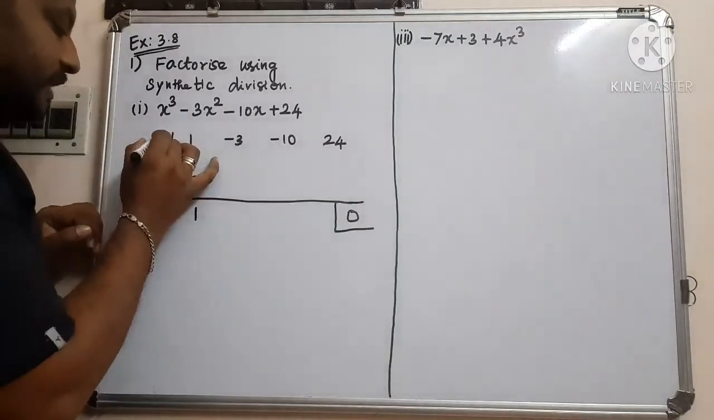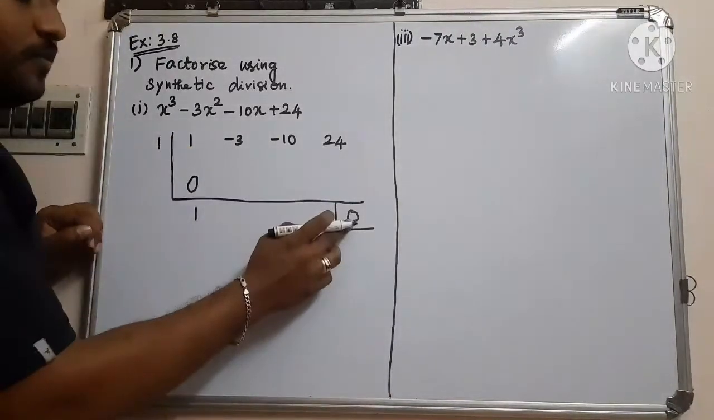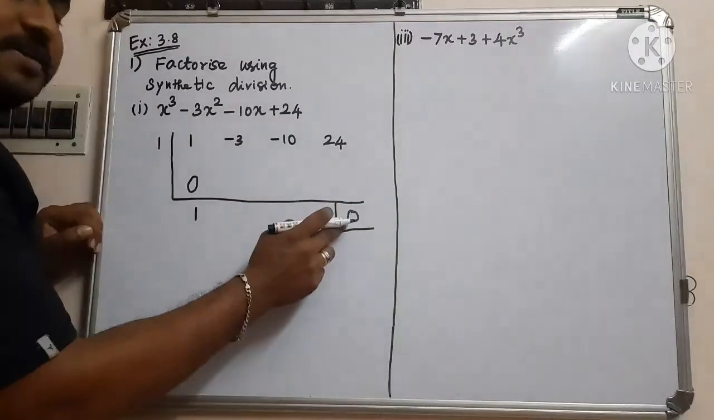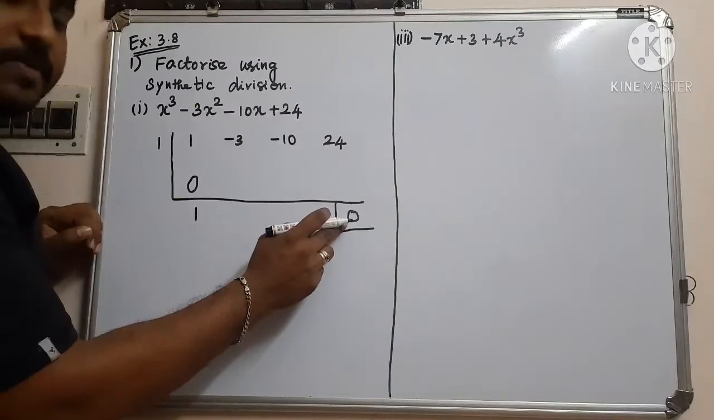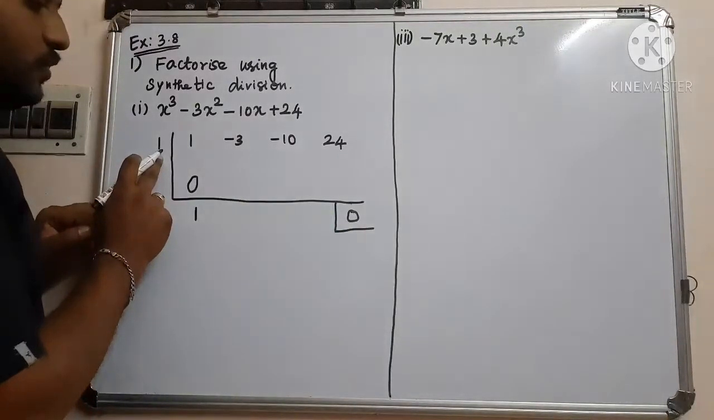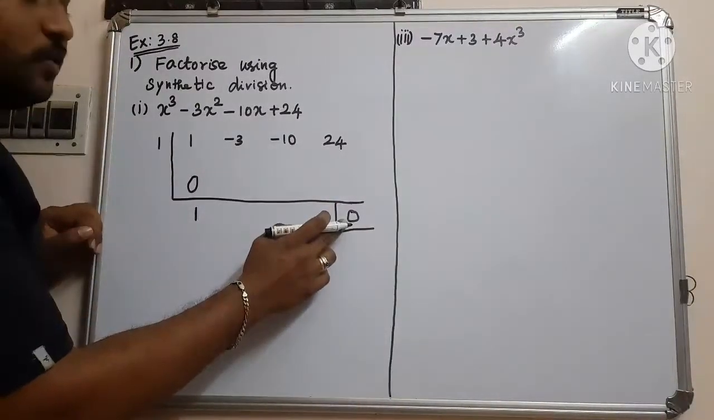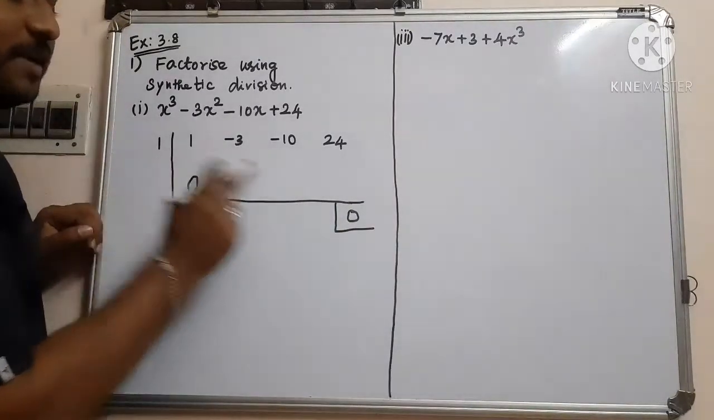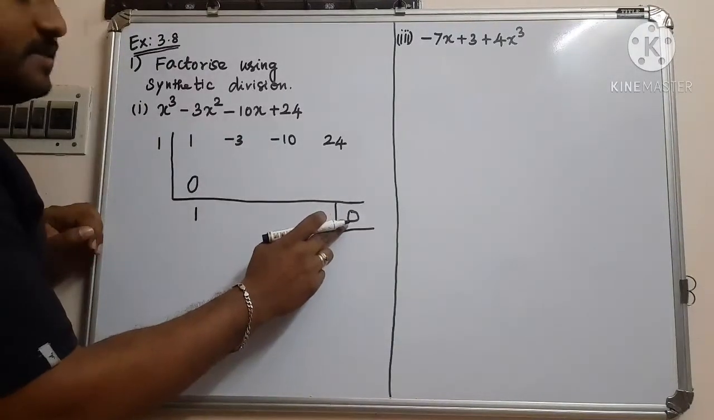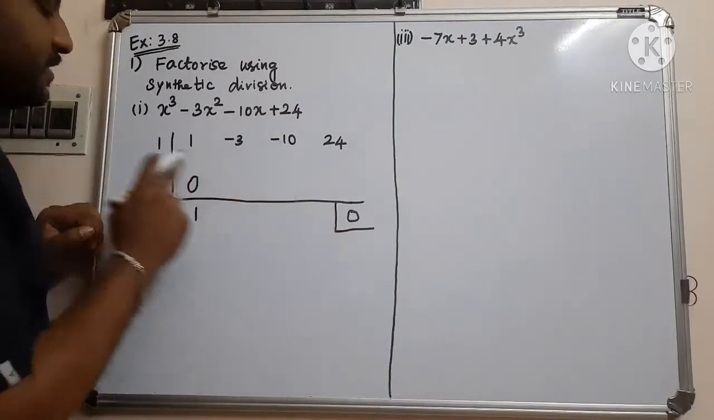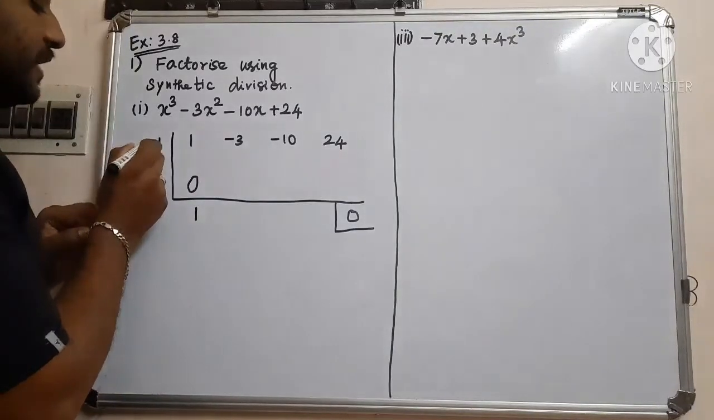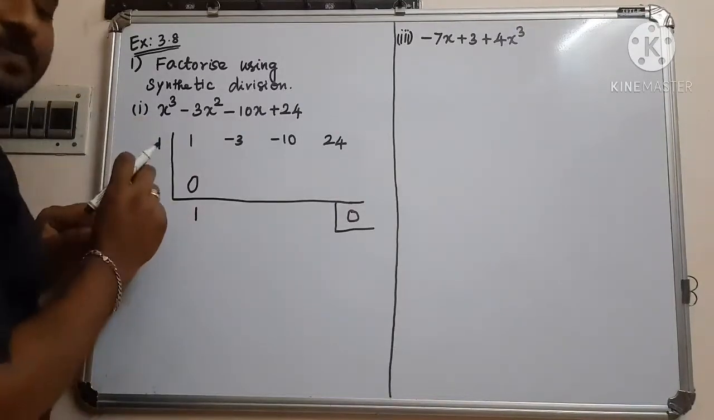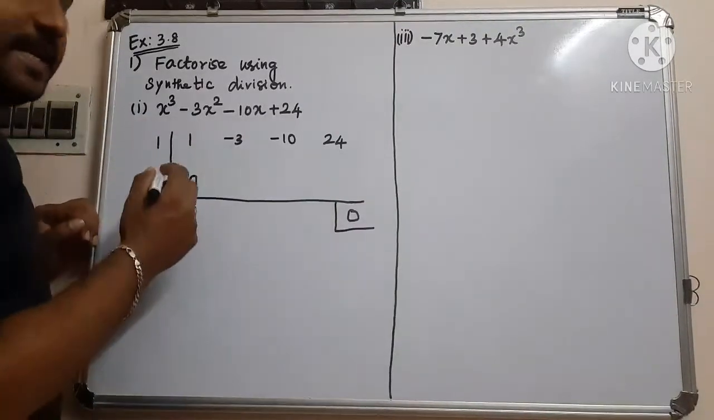If you take plus 1 and you get 0, then 1 is a factor. If the remainder is not equal to 0, then 1 is not a factor. So you have to check whether the remainder value is equal to 0 or not. If plus 1's remainder is not equal to 0, you have to try the next one, minus 1. It is better to use a pencil, and then you can write in pen.